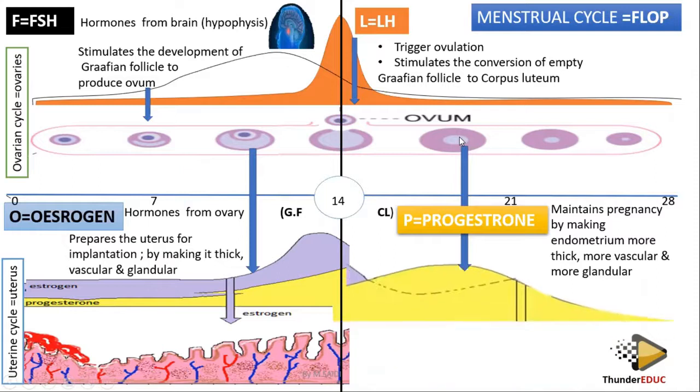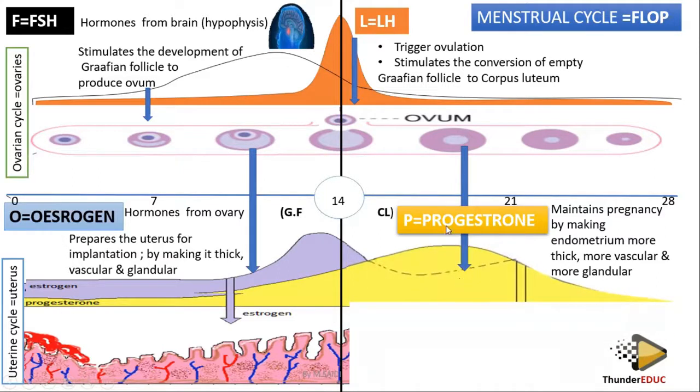Now, the corpus luteum starts to produce what we call progesterone. It produces progesterone. Now, what's the function of progesterone? We see that it maintains pregnancy. How? By making the endometrium thicker, more vesicular, and more granular.